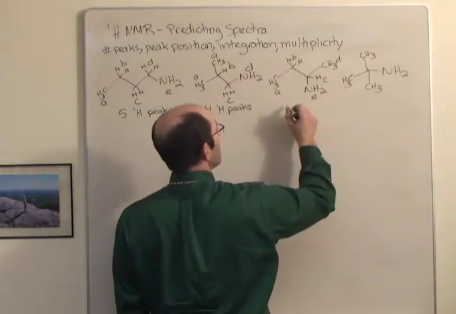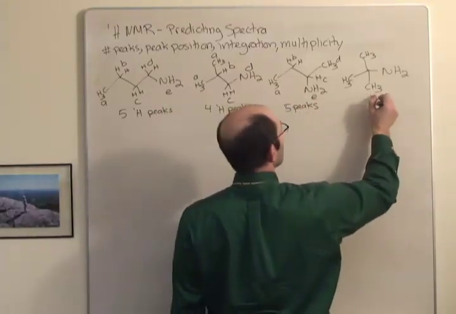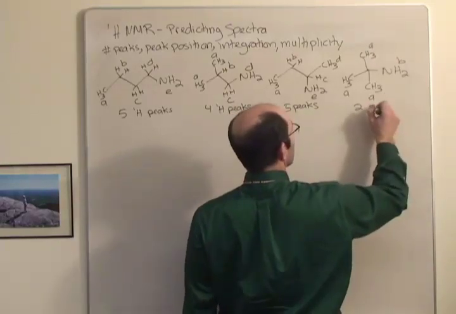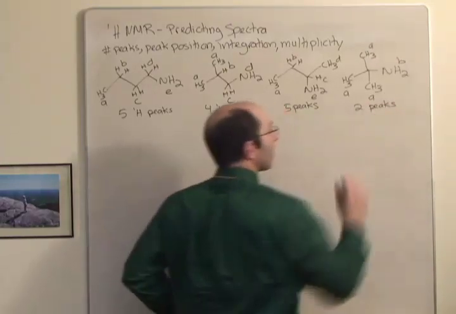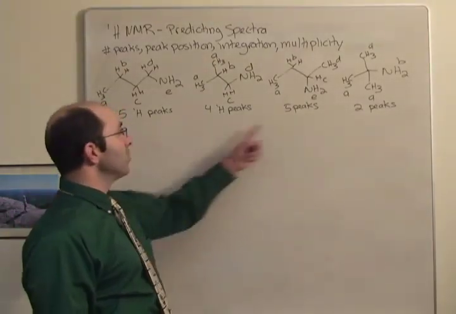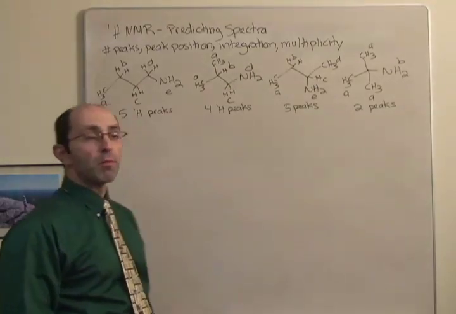A, B, C, D, and E, we have 5 peaks for that one. Here, we only have 2 peaks. Okay? So we can tell pretty quickly, just from the number of peaks, only 2 of them are going to be the same. We can tell the difference between the other 2 just from the number of peaks.